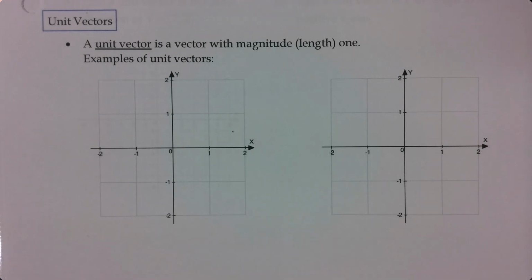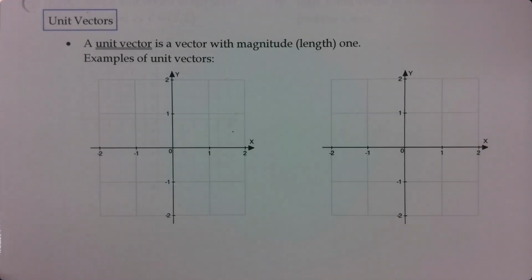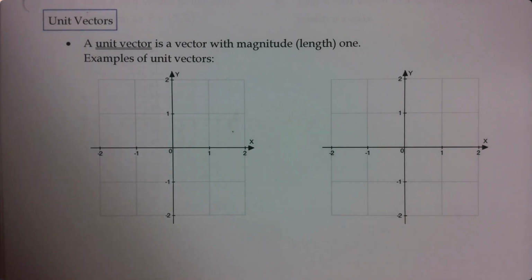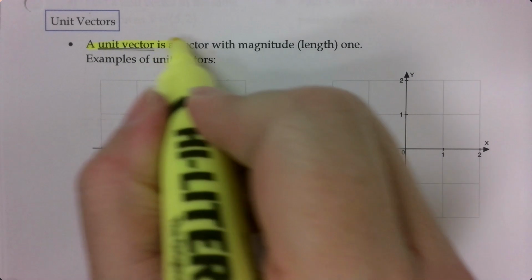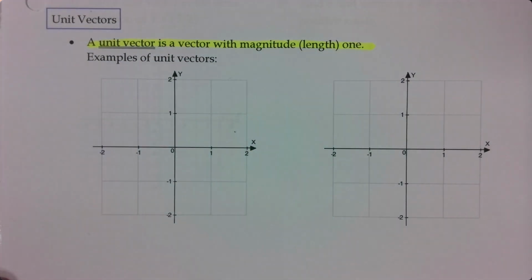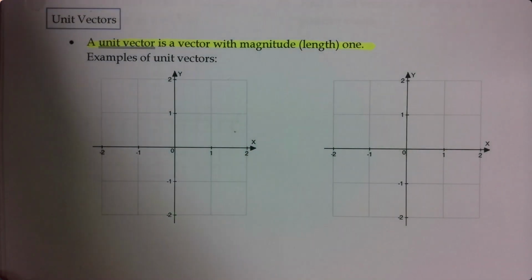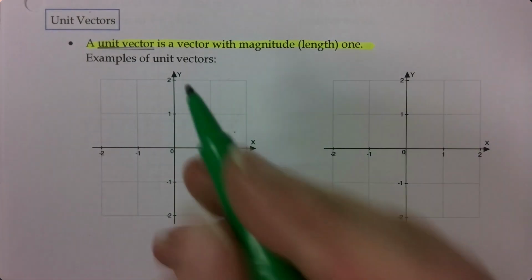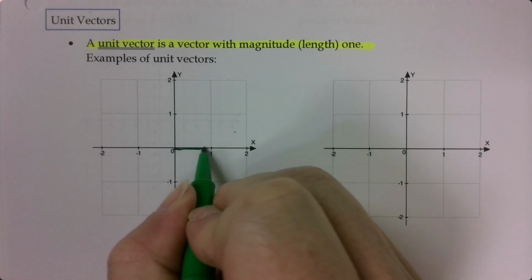Well, I warned they were coming and they're here, the unit vectors. So a unit vector is any vector with a magnitude of 1. So its length is only length 1. Now, the most common unit vectors I actually have already mentioned.